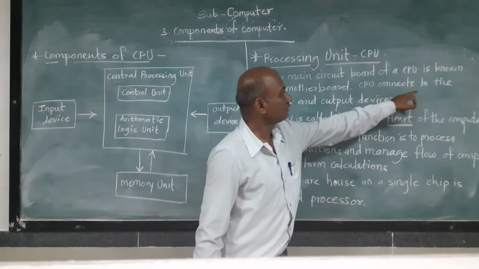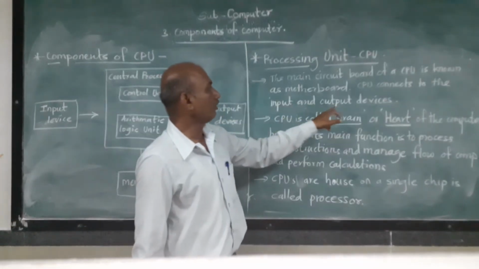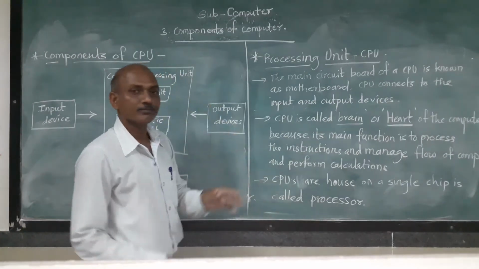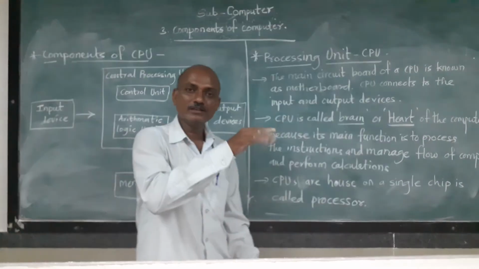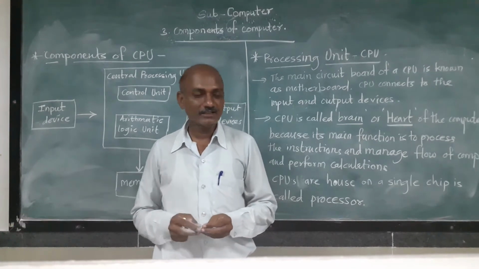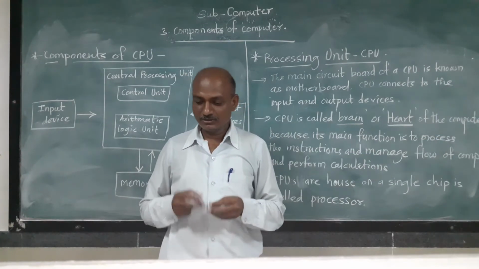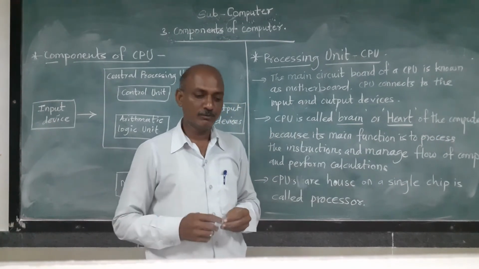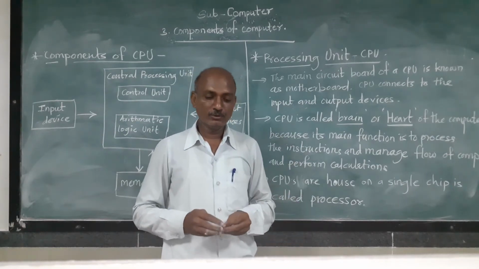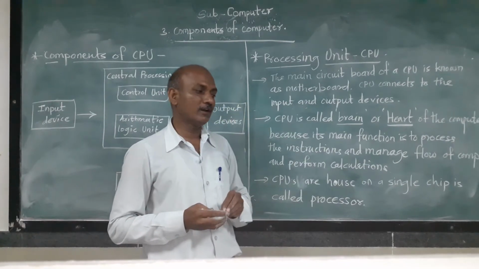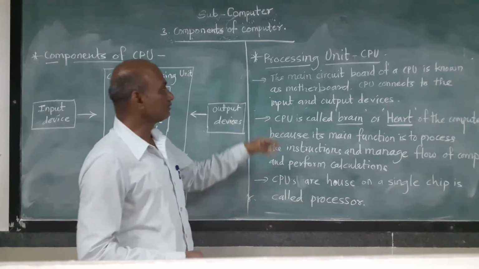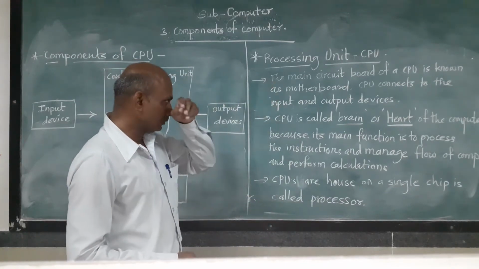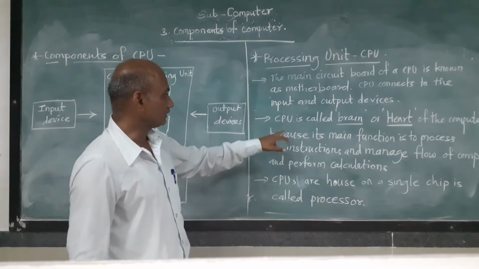The CPU connects to the input and output devices. CPU connects to the keyboard, the mouse, the monitor, and the printer. So in this way, the CPU is connected to the input and output devices.